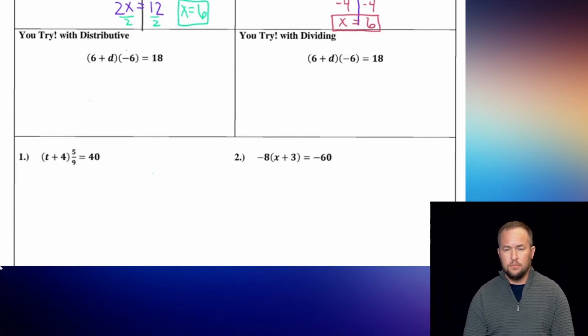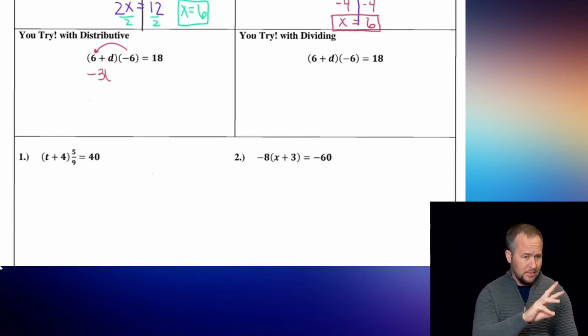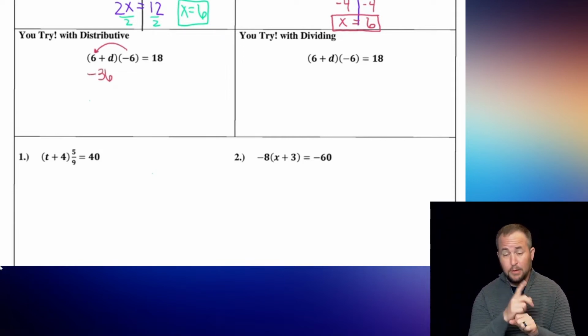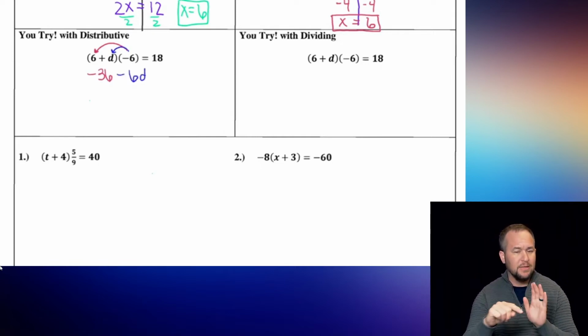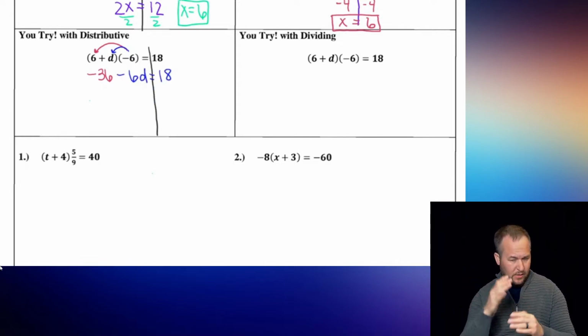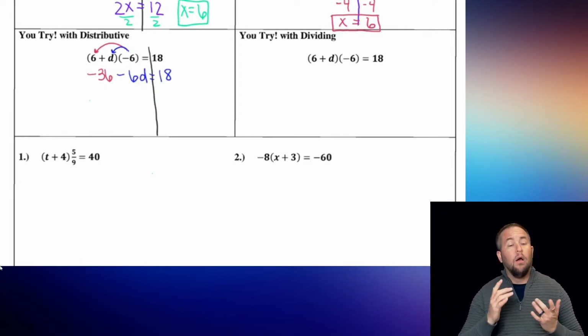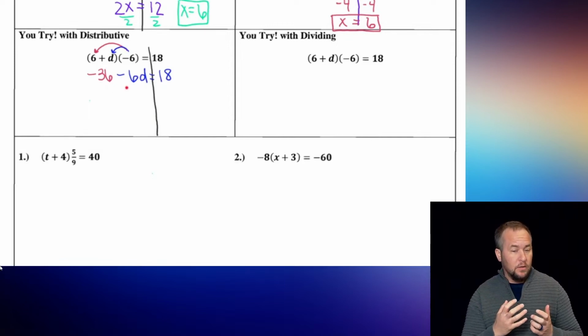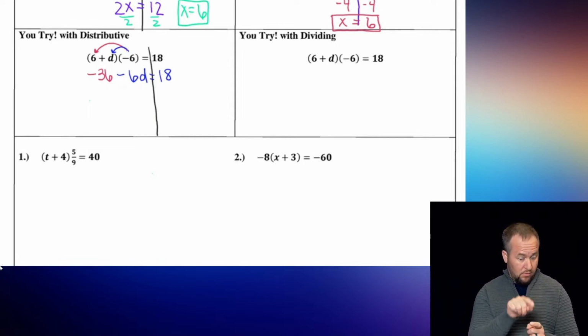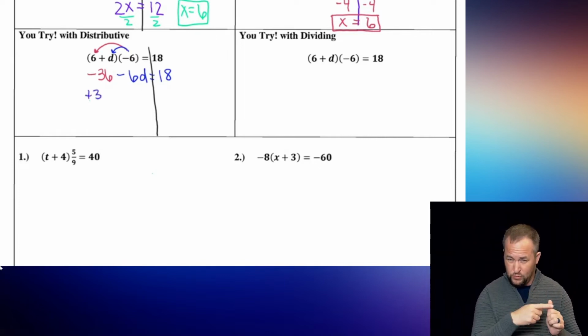Alrighty, so I'm going to work this one with you. We're going to distribute. So -6 times 6 is -36. Make sure that you do have a negative there. And then -6 times d is -6d, and that equals 18. So again, if you want to draw your line down, then I want to get the side with the variable. So this side, I know that here is a -36. That's what I need to move first. So I'm going to add 36 to both sides.